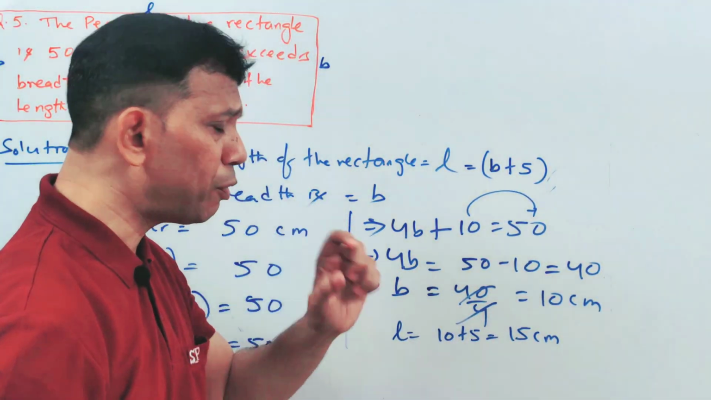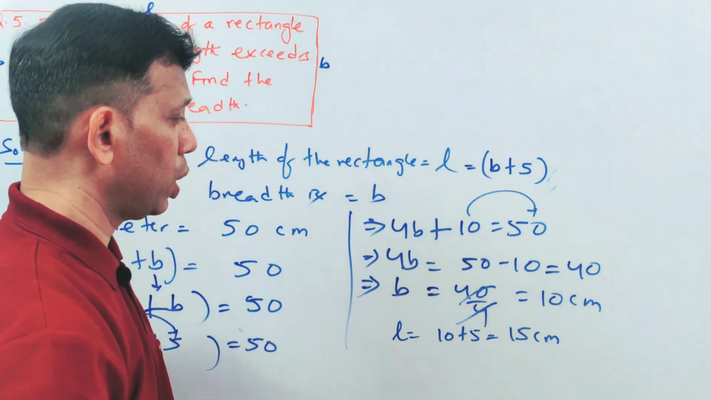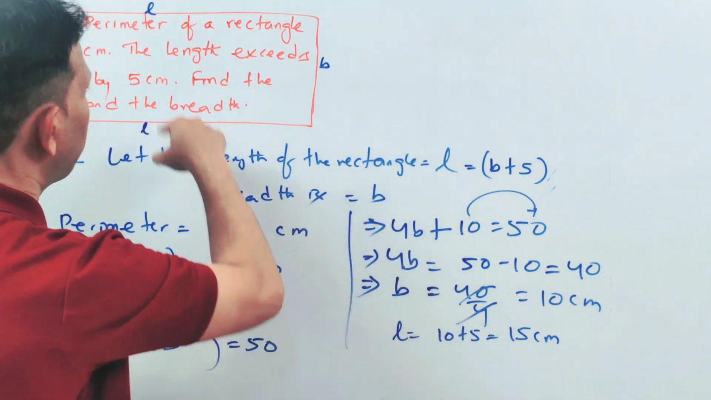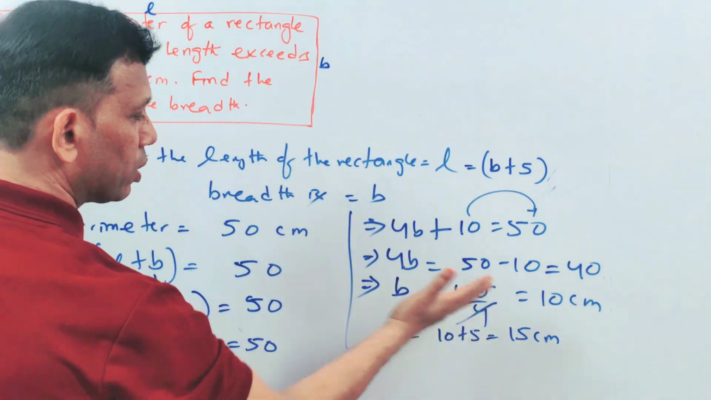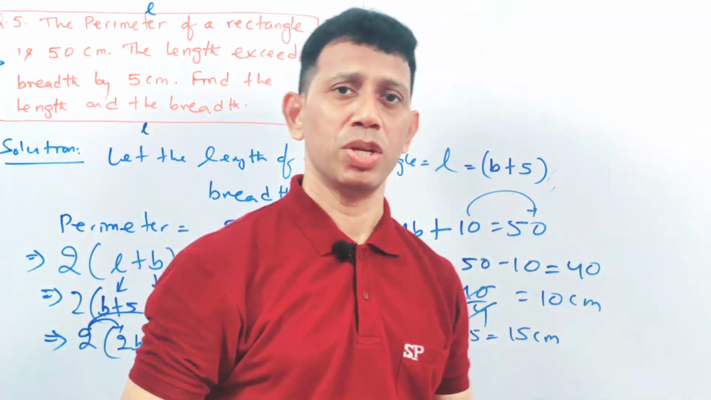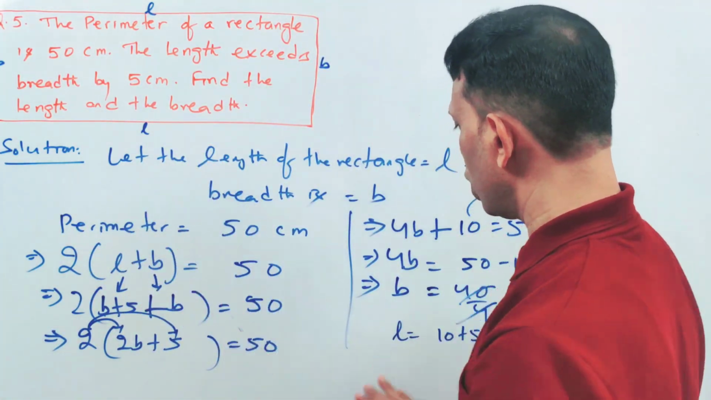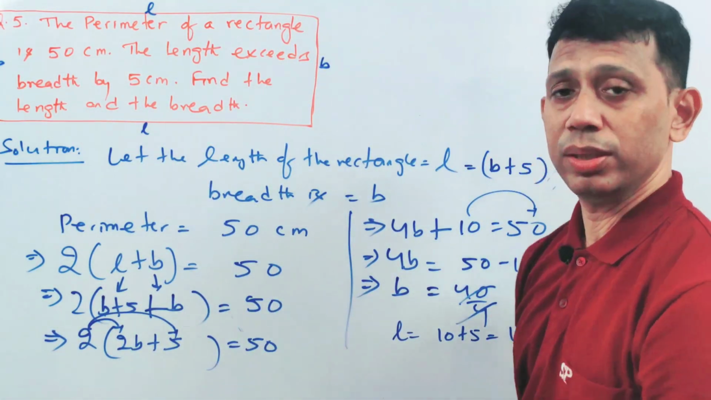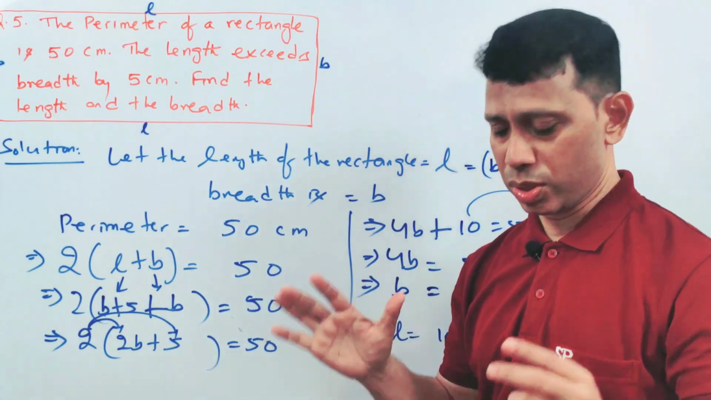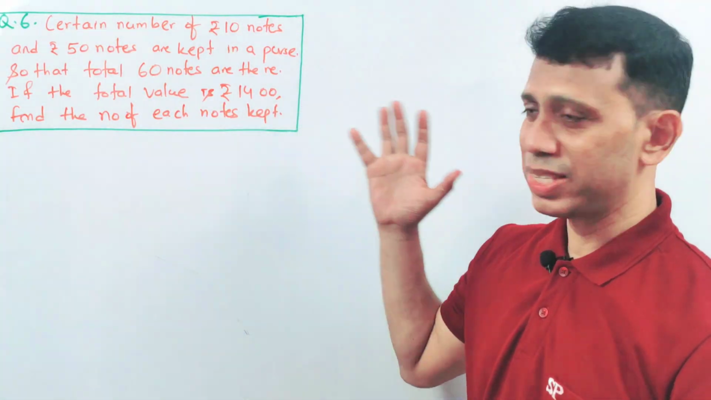Now if you want to check the answer, let us check. 2 into length. Length plus length means 15 plus 15 is 30. Then breadth 10 and 10 is 20. 30 plus 20 is 50. So correct. So this answer is done. Only you will write, hence the length is 15 centimeter and the breadth is 10 centimeter. Done. So friends, another type of question is ready here.